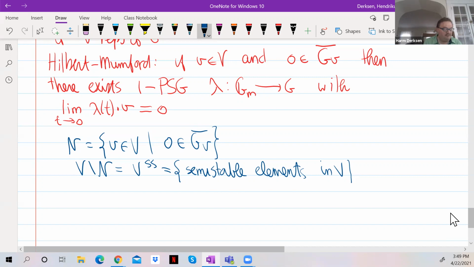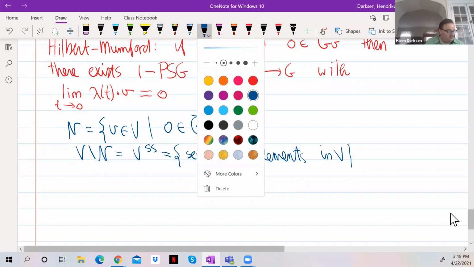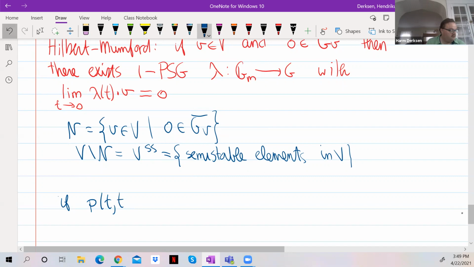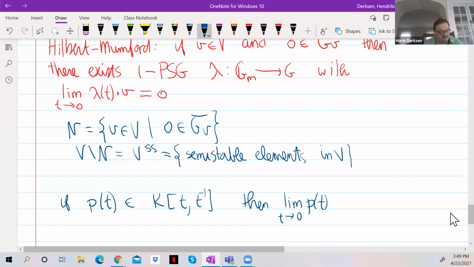So if you have a Laurent polynomial P(t), then this limit we can just define as P(0) if P(t) was actually a polynomial, and otherwise it doesn't exist.